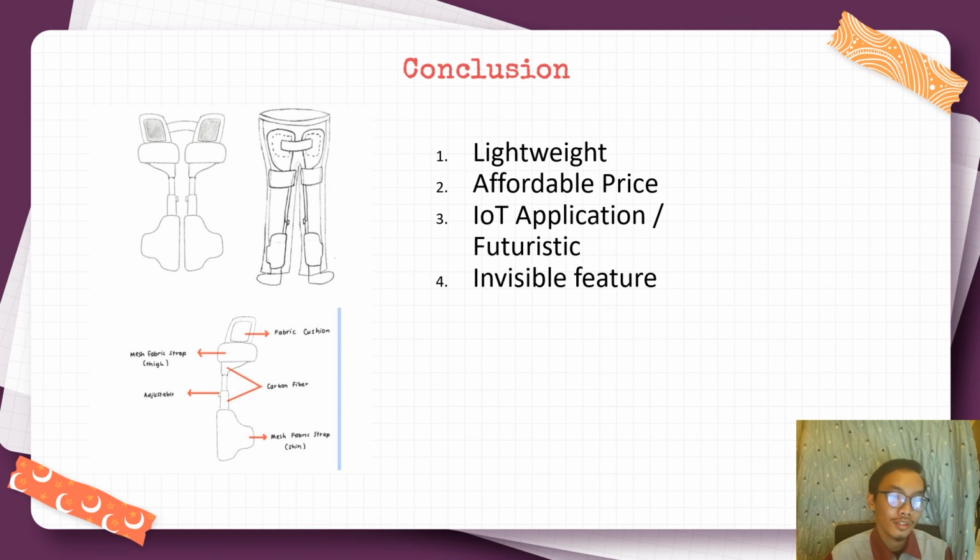For the conclusion, this is the sketch of our product that will be produced for the exoskeleton. Based on what we have researched from journals, Google, and articles, there are 4 critical criteria that we need to consider when we produce the exoskeleton product. The first one is lightweight, so that users can carry it when they don't want to use it. The second one is affordable prices. The third one is IoT application to make it futuristic. The last one is the invisible feature that can fit under clothes when the user uses it. Thank you.